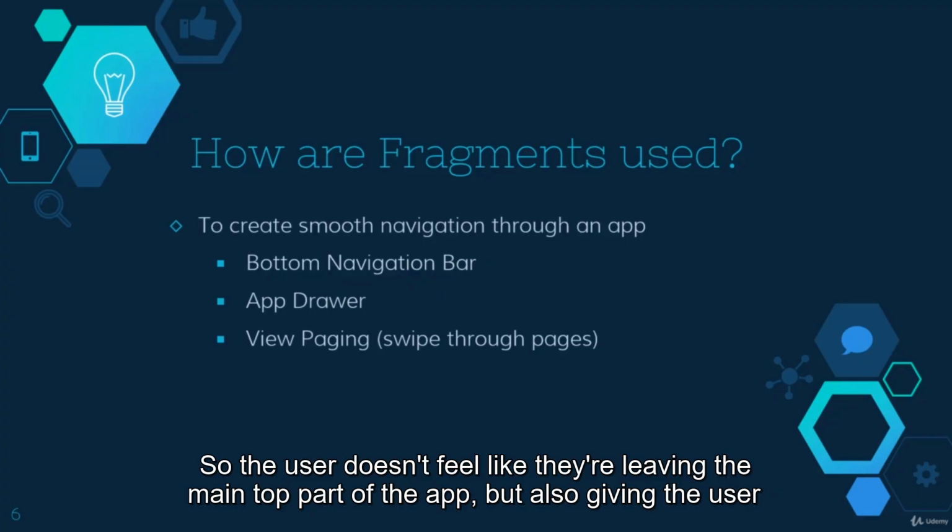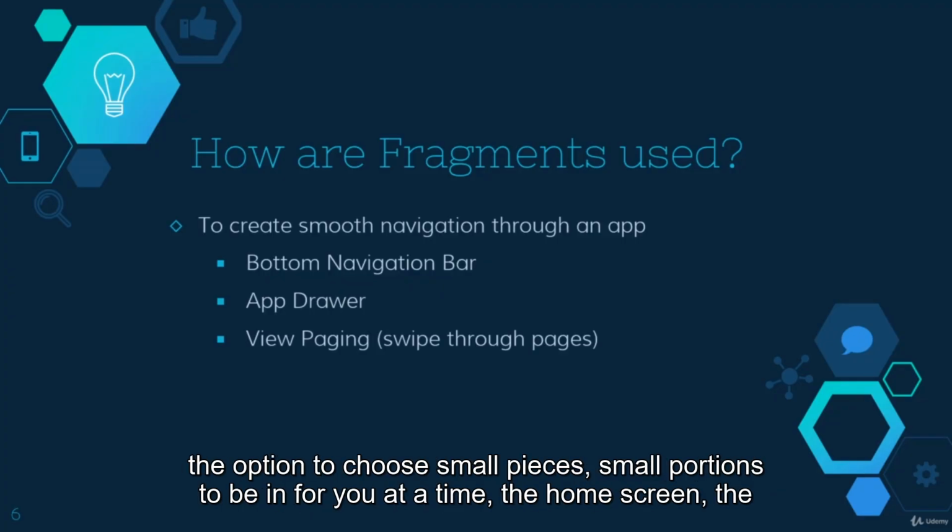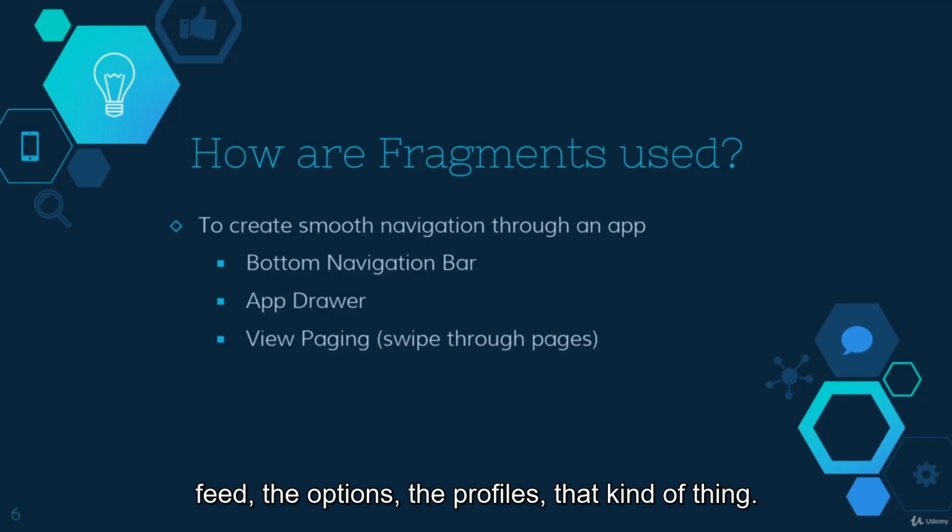So fragments are very commonly used to create this smooth navigation flow, so the user doesn't feel like they're leaving the main top part of the app, but also giving the user the option to choose small pieces, small portions to be in view at a time. The home screen, the feed, the options, the profiles, that kind of thing.